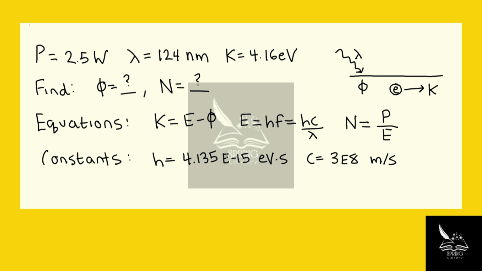Okay, in this problem, we're going to be looking at the photoelectric effect. We're given light with a power of 2.5 watts and a wavelength of 124 nanometers, which ejects photoelectrons at kinetic energies of 4.16 eV each. We're asked to find the work function of this metal from which photoelectrons are being knocked out of place by the incoming light.